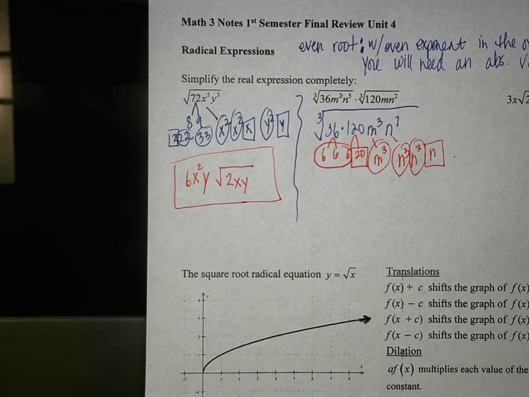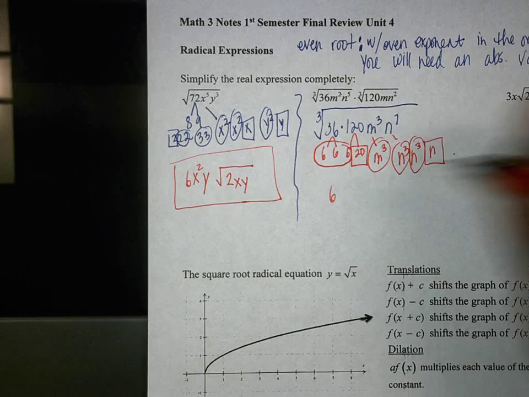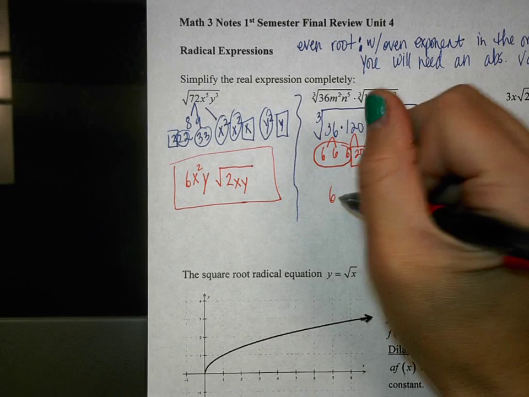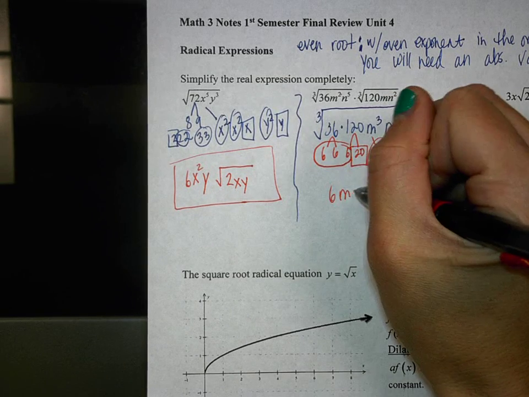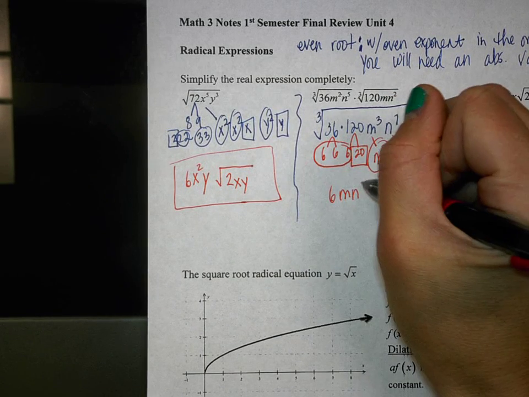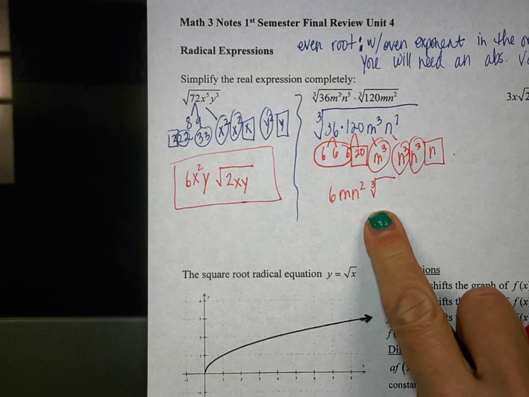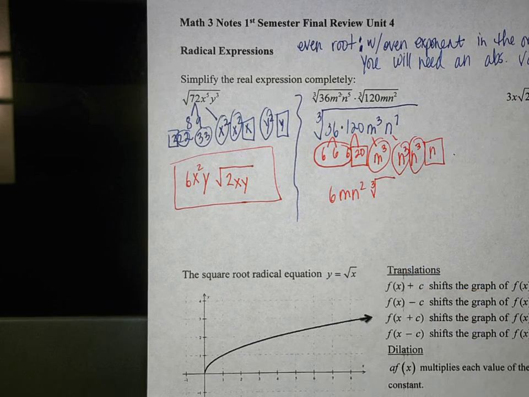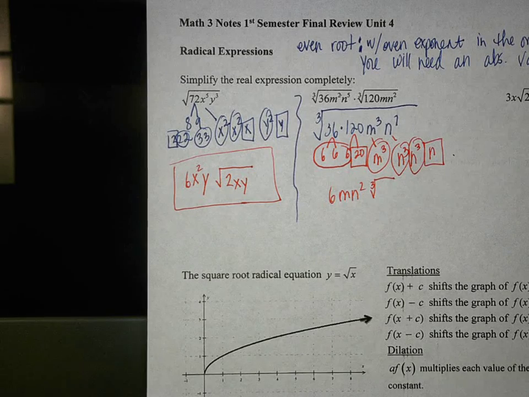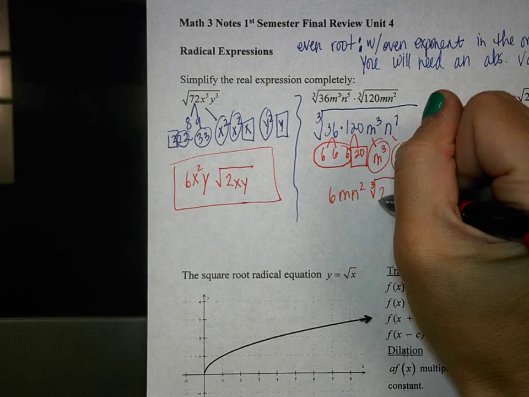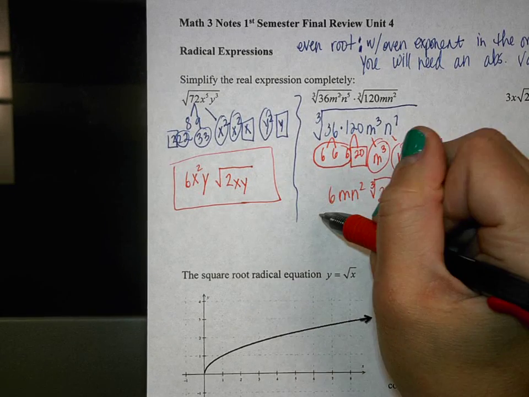So when we write this, we're going to end up with 6 m n to the 2nd, and then we're going to write our root. Don't forget that you have the cube, okay? And then what's left over inside? 20n. And that's it. That's my answer.